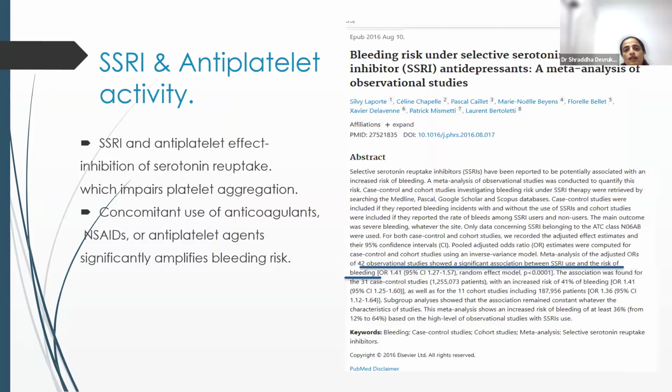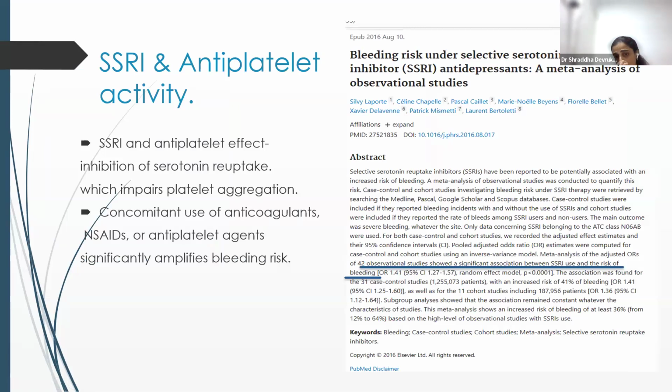So let's see about SSRIs and antiplatelets. What has happened? It inhibits the serotonin reuptake, so platelet aggregation becomes a problem. There is a meta-analysis where 42 observational studies were taken, and they found, yes, there is a positive correlation: patients who are on SSRIs show a tendency of higher bleeding as compared to those who are not taking SSRIs.